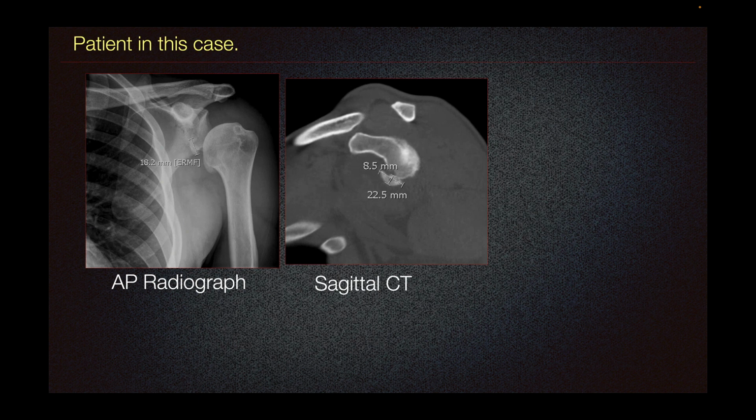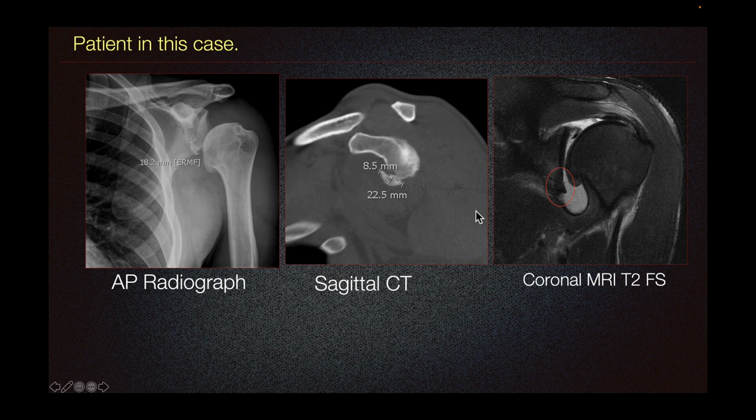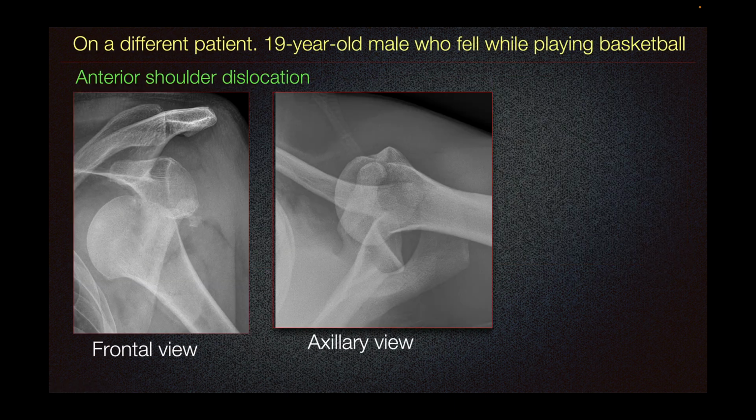The patient then underwent CT without contrast. Here is our sagittal CT reformat demonstrating the osseous Bankart in its typical location, the anterior inferior glenoid. The patient also underwent MRI without contrast. Here on our coronal MRI T2 fat-sat imaging, we can see the osseous Bankart in the inferior glenoid with some joint effusion. This is on a different patient, a 19-year-old male who fell while playing basketball.